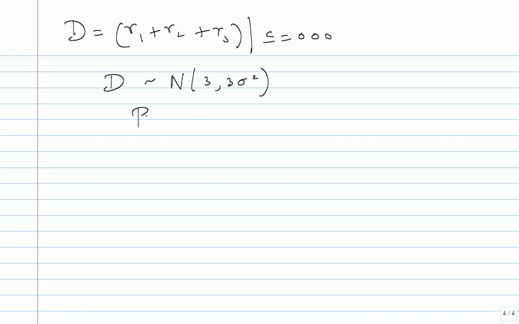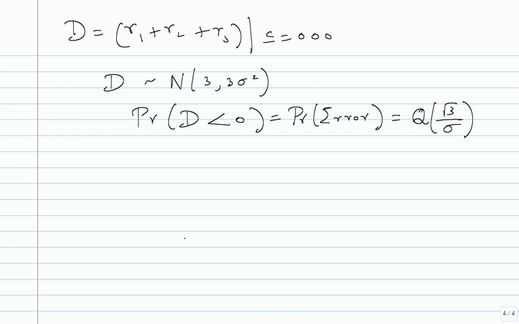So what's the probability that D is less than 0? This is the probability of error, right? Q of root 3 by sigma, do you agree? Everyone agrees? Which will be smaller, Q of 1 by sigma or Q of root 3 by sigma? Root 3 by sigma, right? The tail probability you are increasing by. Is that clear?